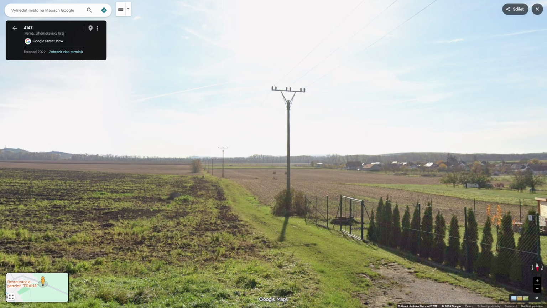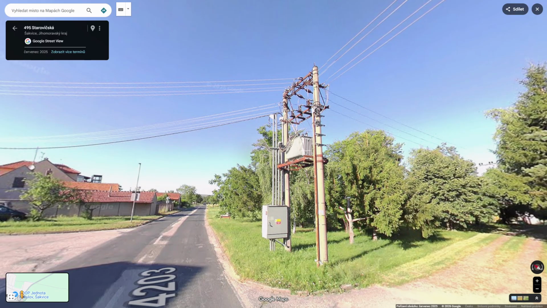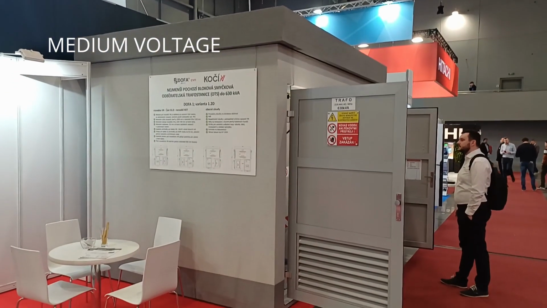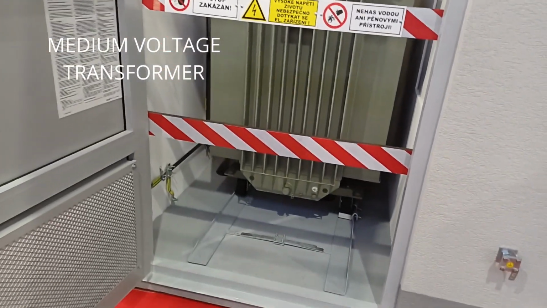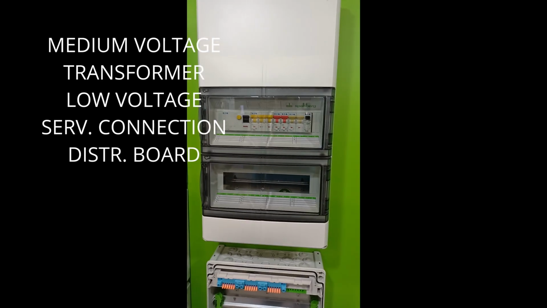Lines bring energy in. Substations supply entire neighborhoods. And pole transformers can supply entire villages. Small transformers supply individual loads. The form changes, but the principle does not. Medium voltage, transformer, low voltage, service connection, distribution board, and load. Electricity is not just a wall socket.